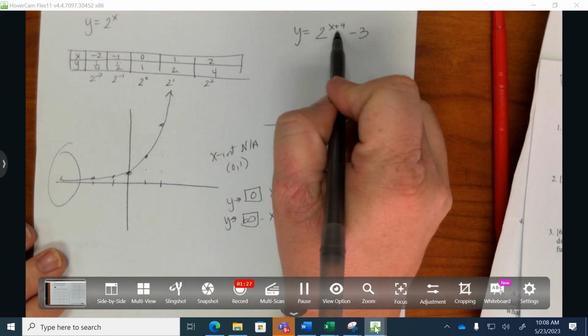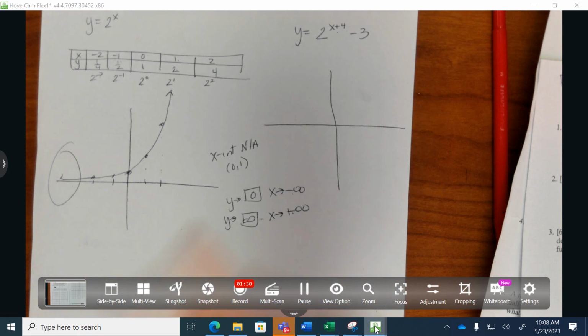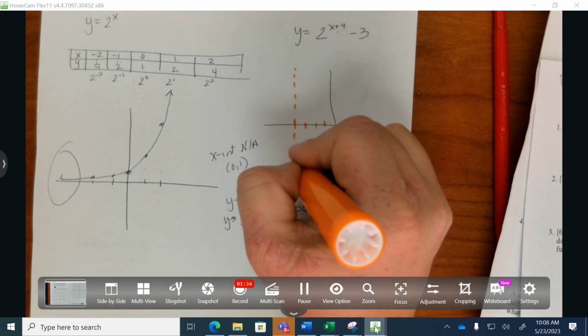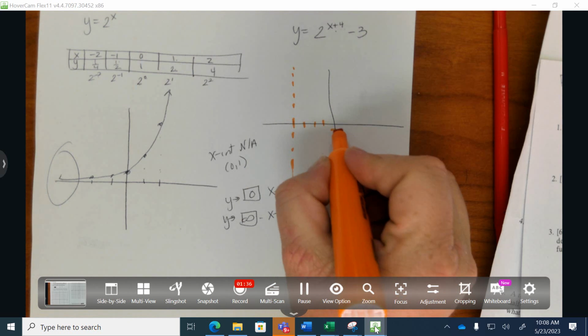Let's take this exact same function and let's translate it. So I'm going to go 4 to the left. 1, 2, 3, 4. And I'm going to go 3 down. 1, 2, 3.